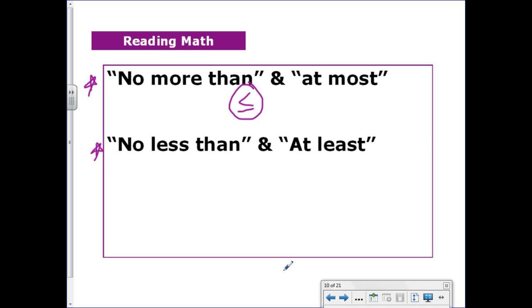Now, similarly, if I have no less than $5 in my pocket, I could have exactly $5, or I could have way more than $5. I could have $10, I could have $20. So if I have no less than $5, I have at least $5. So it's greater than or equal to.